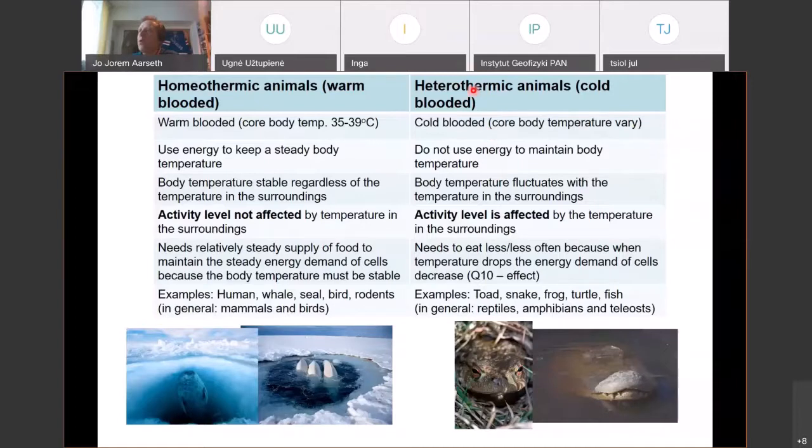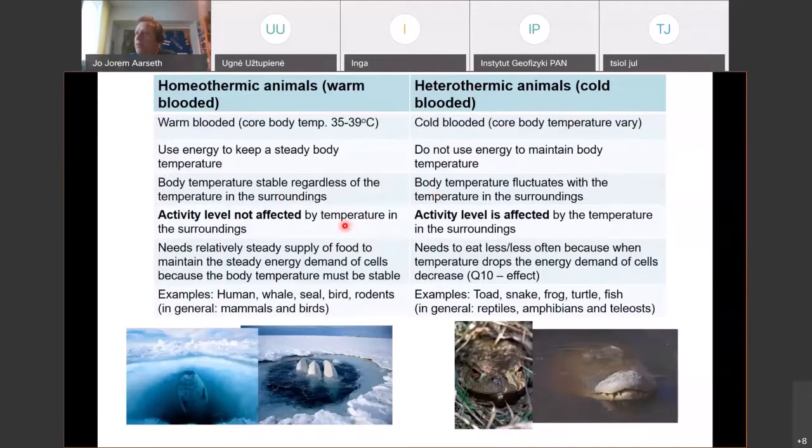Okay, if you are homothermic, you need to use energy to keep a steady body temperature. If you are heterothermic, you do not need to do that. You change your body temperature with the surroundings. You need to keep your body temperature stable regardless of the temperature in the surroundings if you are homothermic, and you don't have to think about that if you are heterothermic.